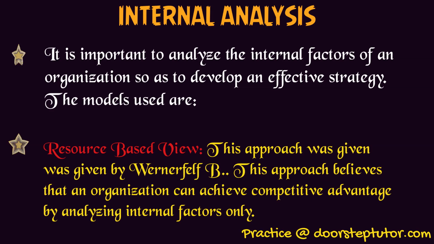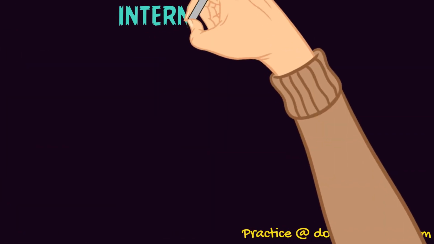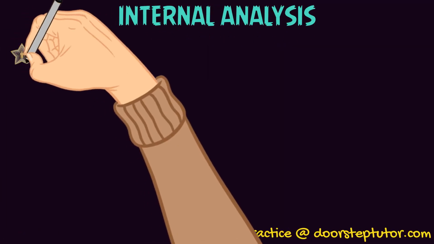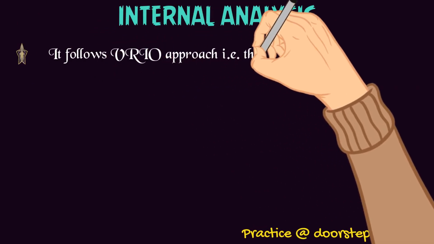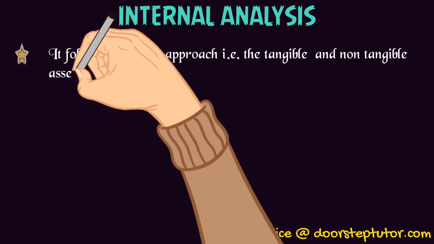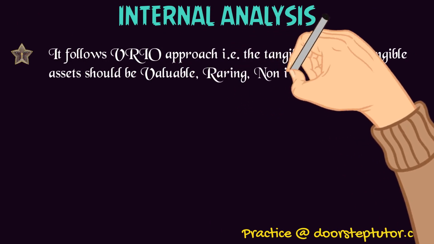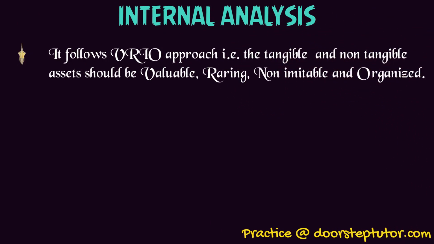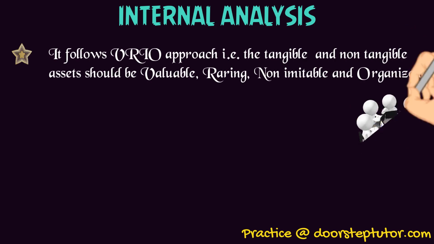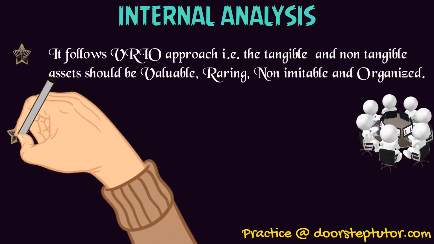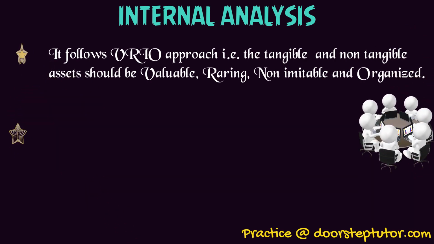So, what are these internal factors? It can be its capital equipment, that is the machinery and other equipment, and intangible factors like goodwill, patent, trademark, and all. So what this model tells us is that a company can come to know about its strengths and weaknesses through analyzing the tangible assets and intangible assets.